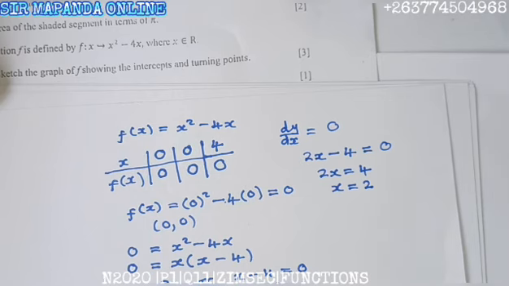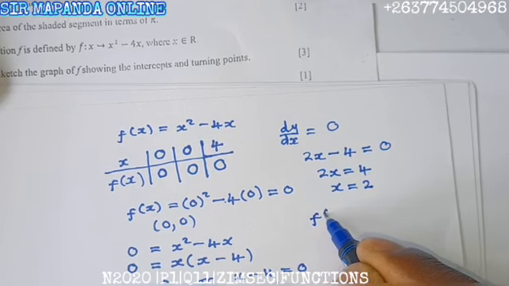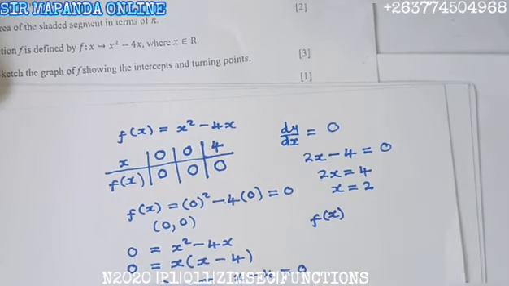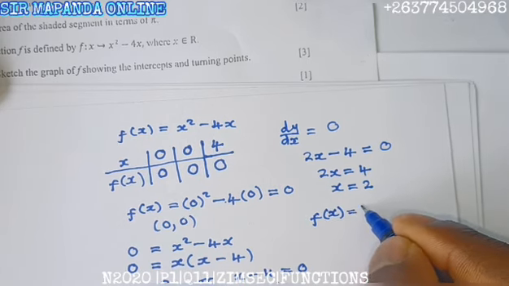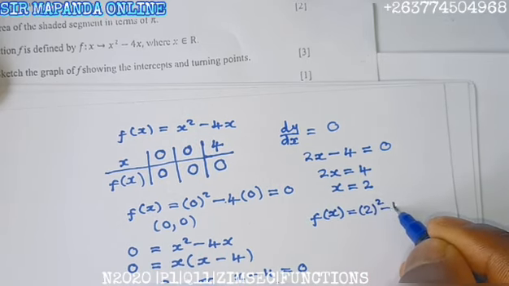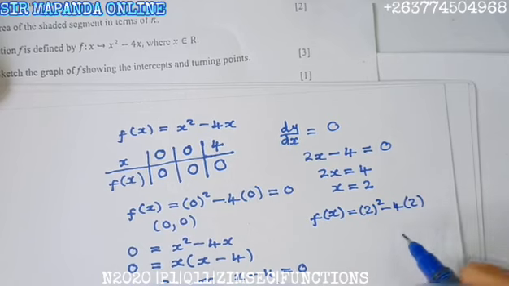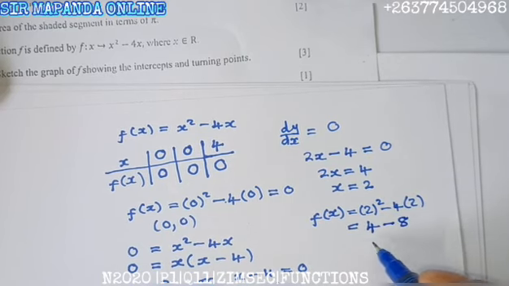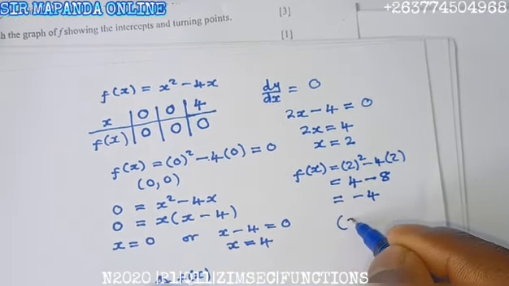So to find the y or the f of x coordinate, you substitute x is equals to 2 in the original function. So you get 2 squared minus 4 open bracket 2. 2 squared you get 4. 4 times 2 you get 8. And 4 minus 8 gives you minus 4. So the turning point is 2 and minus 4. I hope you are following.